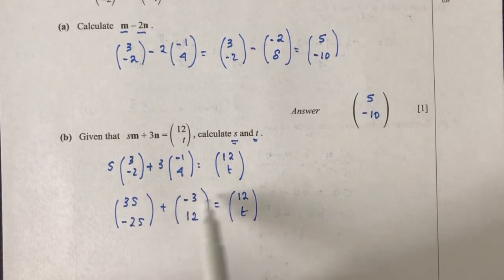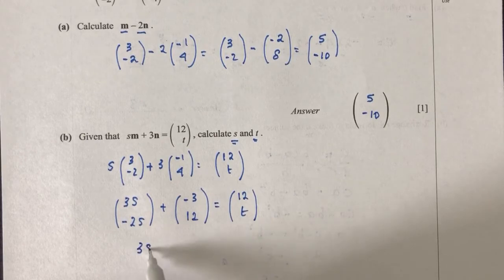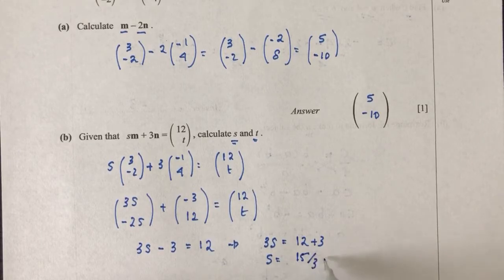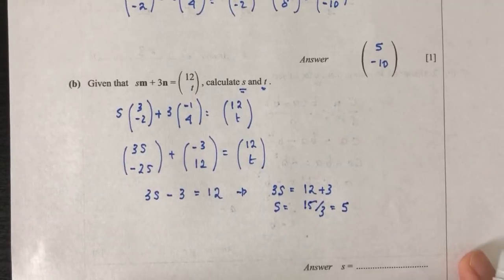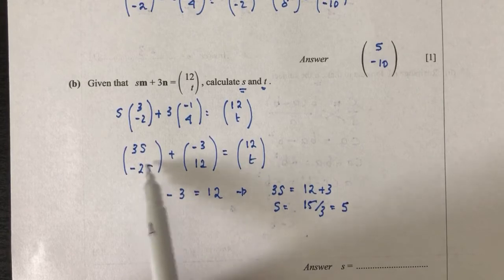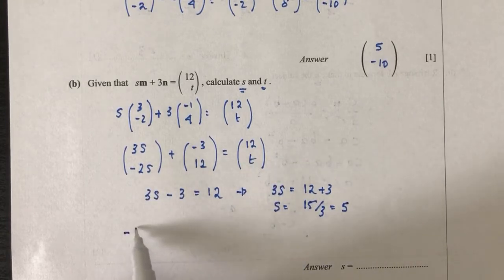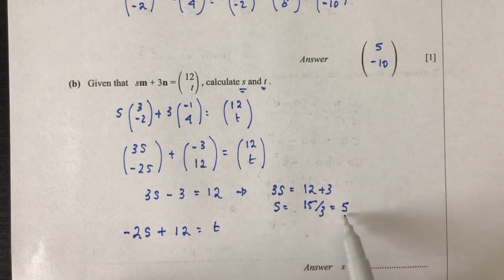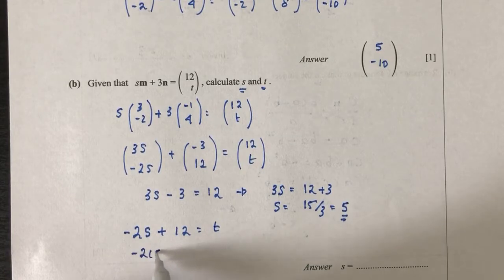So in the first line, now what do we have? First line, we have 3s minus 3 equal to 12. So from this we can find the value of s. So this will give us 3s is equal to 12 plus 3. So s is equal to 15 divided by 3, which is 5. So that's the first value. And then we have to use this one to find the value of t. So below we have minus 2s plus 12 equal to t. So we know the value of s is 5. So minus 2 times 5 plus 12 is t.